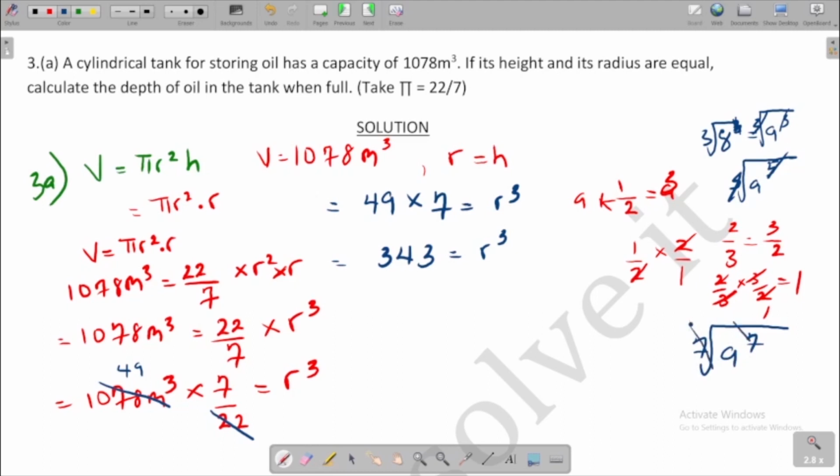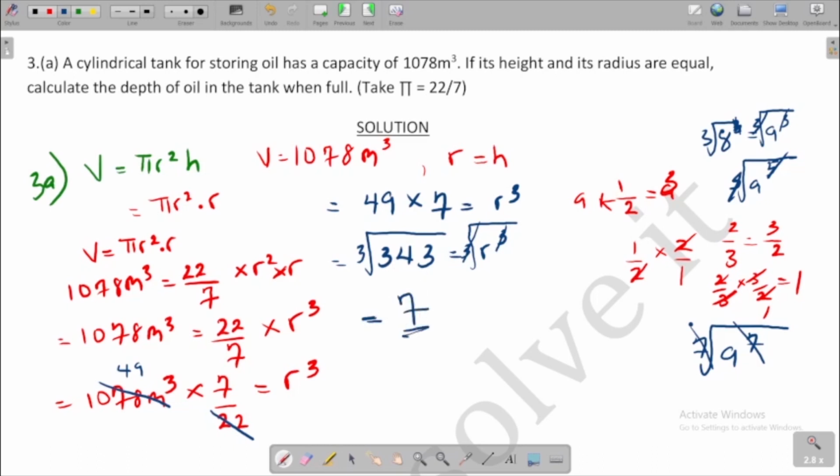Then the 7th root will cancel the power of 7. So the same thing will be applied here. We take the cube root at both sides. The cube root cancels the power of 3 here. So we have the cube root of r cubed, which is the cube root of 343.